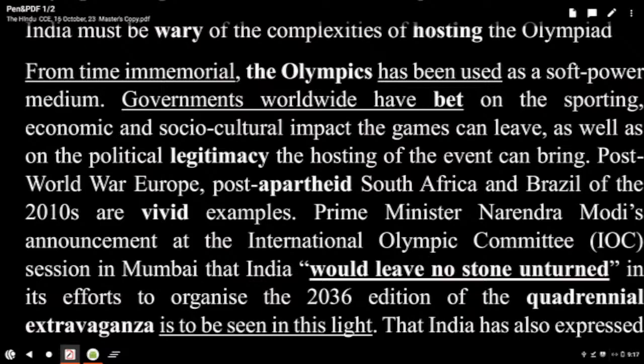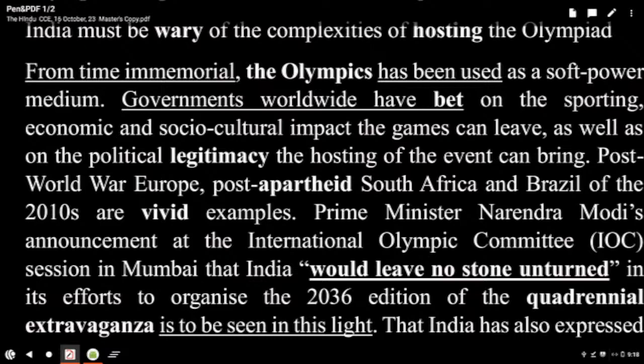Governments worldwide have bet on the sporting, economic, and socio-cultural impact the games can leave. When a particular country conducts the Olympics, the country will experience something. It is going to make an impact. Impact on different fronts: economic front, socio-cultural front, and also sporting front.